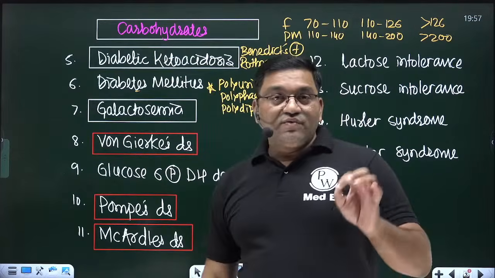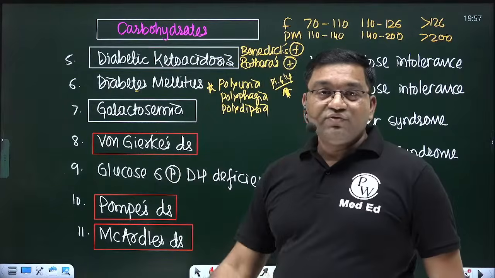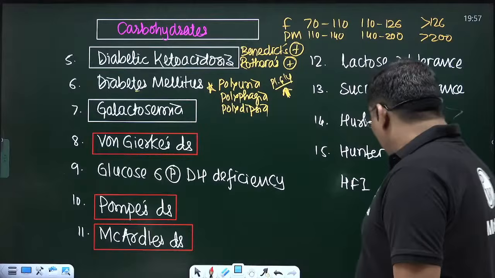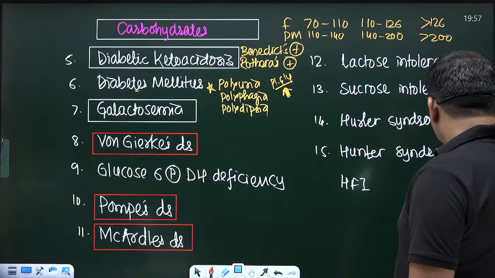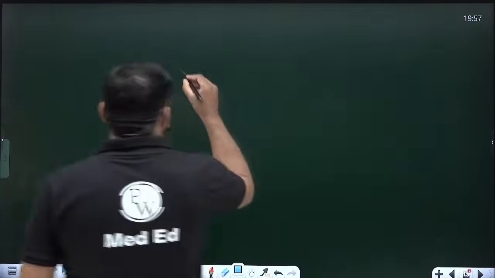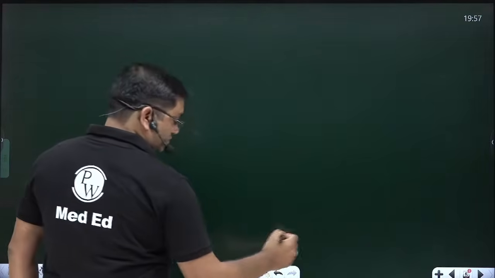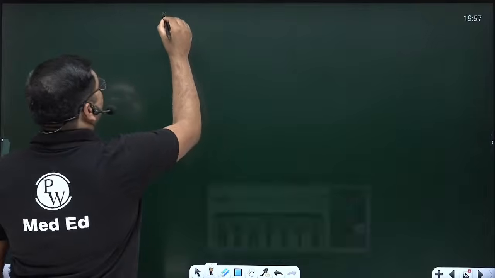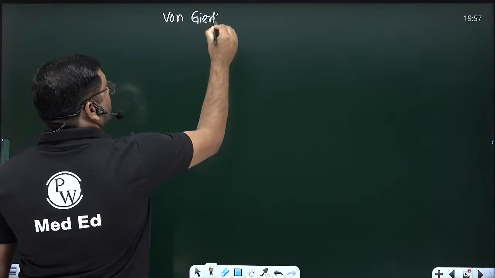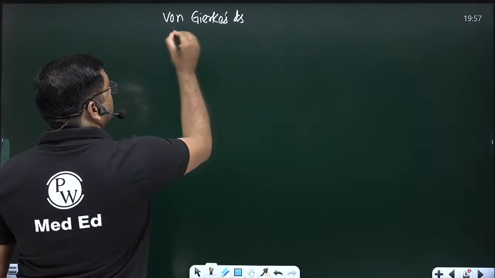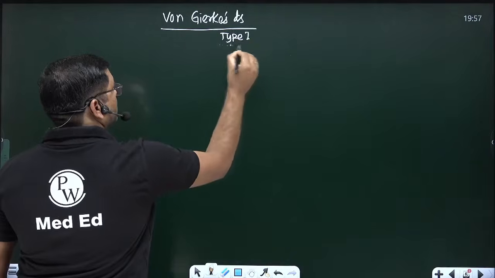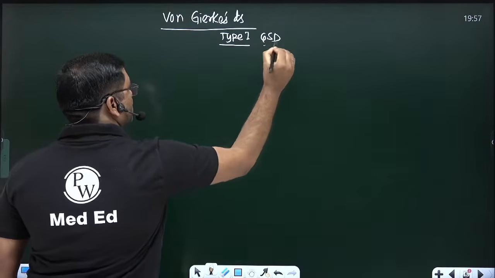Now here which enzyme is defective in von Gierke's disease? It is glucose 6 phosphatase. Now we'll discuss von Gierke's disease. Now see. Glycogen storage disorder type 1. Von Gierke's disease. Type 1. Glycogen storage disorder.